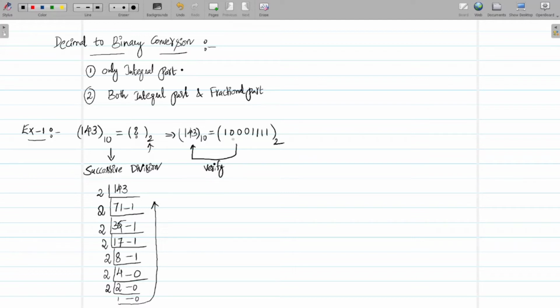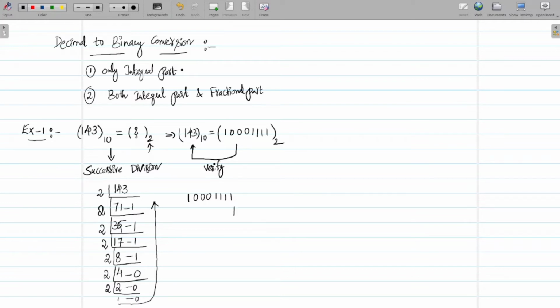Already we have covered how to convert a binary number into a decimal number. Is it right or not? So using that technique, convert this binary number to a decimal number. If that decimal number is equal to 143, then your answer is correct. Let me do it for your sake. This verification is actually not needed in your examination, but for better understanding and for the accuracy of your result, you need to verify it.